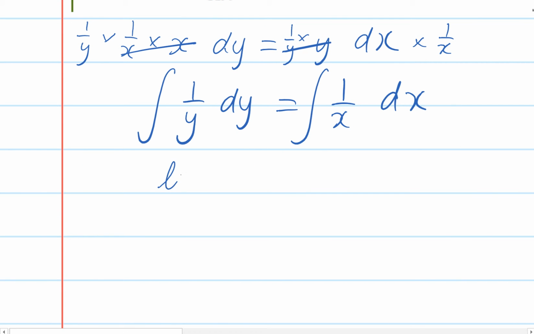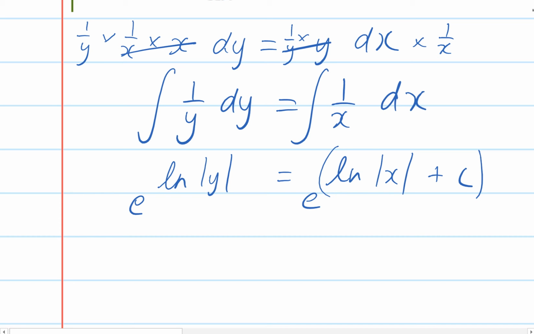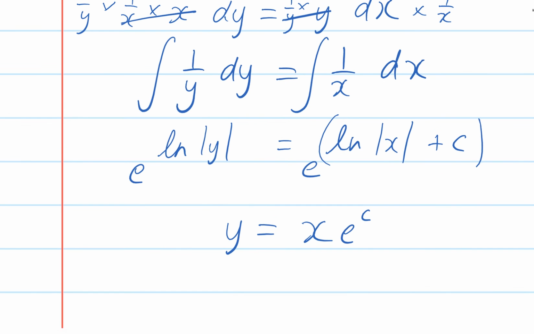So 1 over y integrates to natural log of y, and 1 over x integrates to natural log of x, and we have plus c. Okay, so we want it in terms of y, so we take the power of e to both sides, and so that cancels out our natural logs, and so we end up with y equals x. And because this is adding, when power is adding, that's the same as timesing by whatever that power is. And because you've got e to the power of c, that in itself is going to be a constant. And so we can write this simply as y equals c times x.